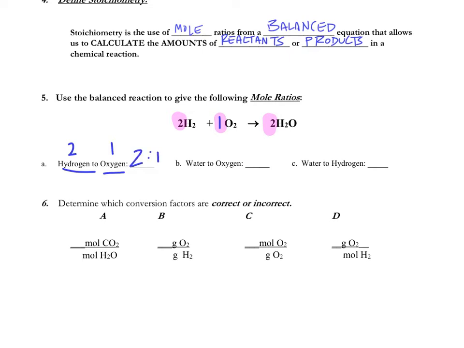In water, water has a coefficient of 2, and oxygen has a coefficient of 1. So the ratio of water to oxygen would be 2 to 1. Water, H2O, again has a coefficient of 2. Hydrogen has a coefficient of 2. So the ratio would be 2 to 2, but I can reduce these by a factor of 2, which leads me to 1 to 1.